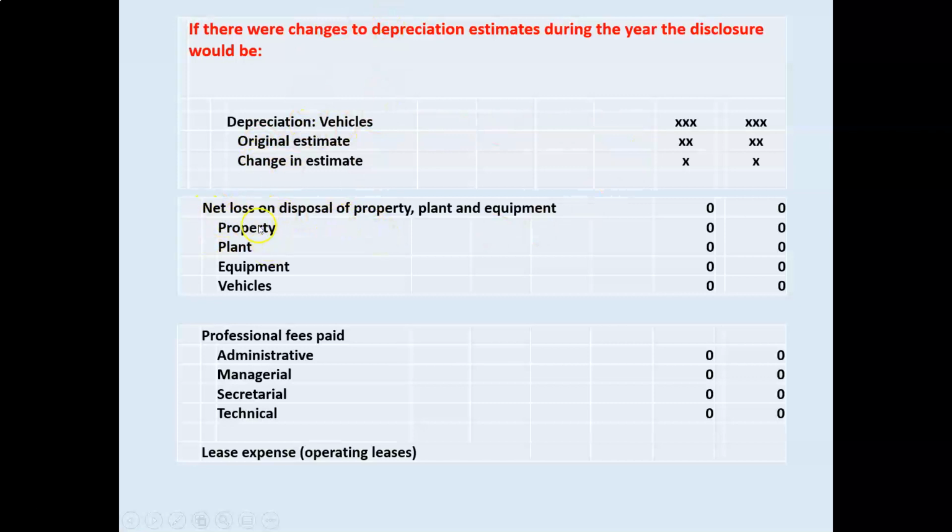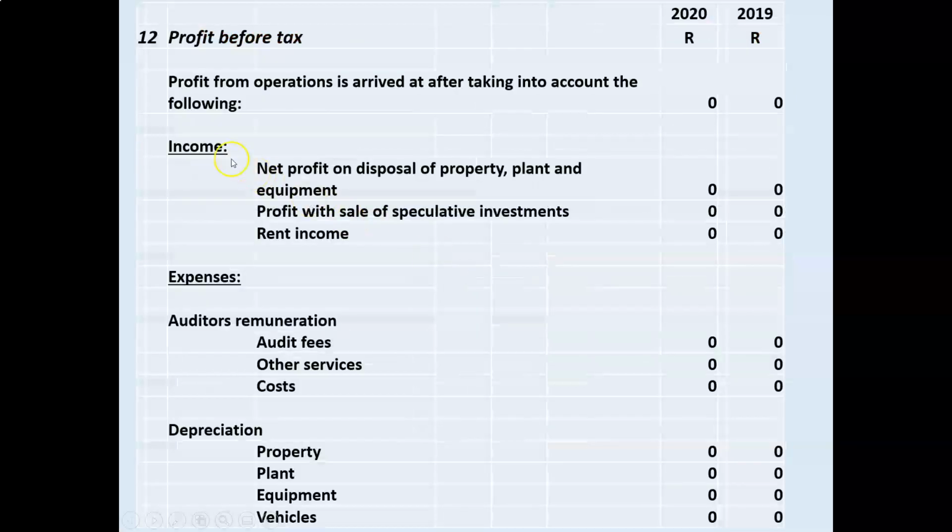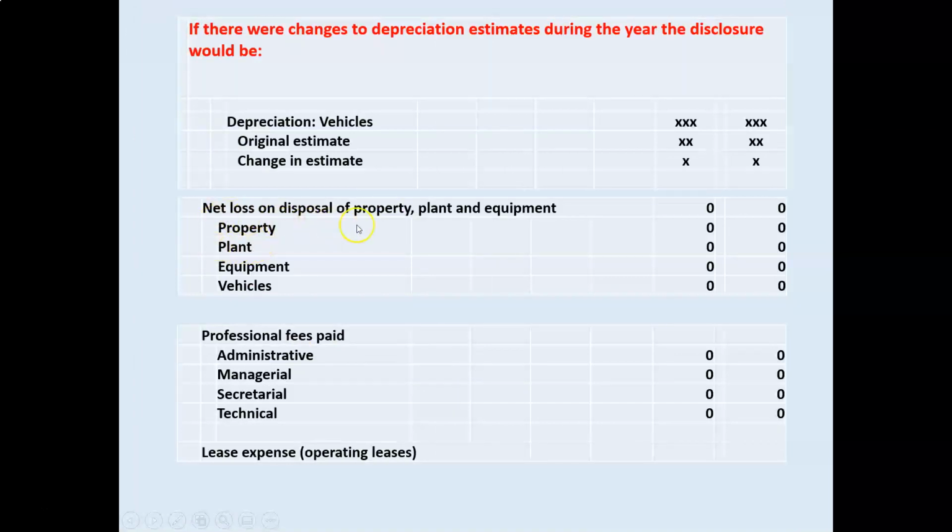Now, we've said that we have to disclose profits on the disposal of property, plant and equipment, but simultaneously we also have to disclose losses on the disposal of property, plant and equipment. I just want to show you something, guys: in the income statement we no longer make any distinction between income and expenses. But in our profit before tax note, for the items that we have to disclose, we have to make a distinction between income and expenses. Right, if there was a loss on the disposal of PPE, then you have to tell me exactly on what class of property, plant and equipment we made a loss.